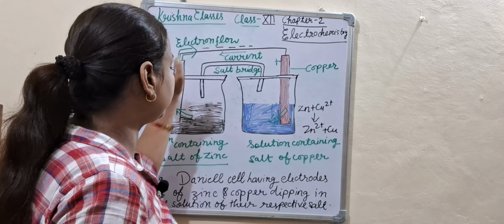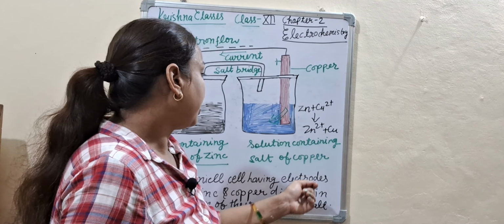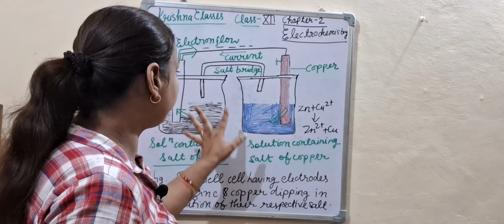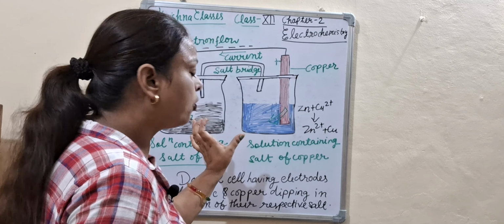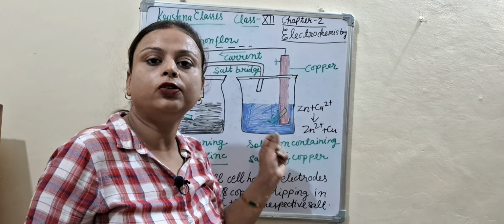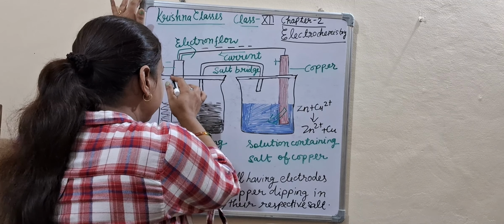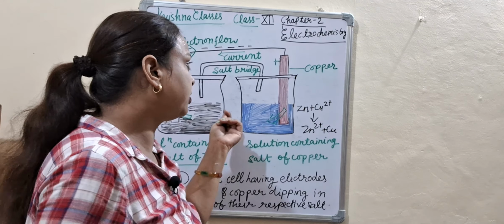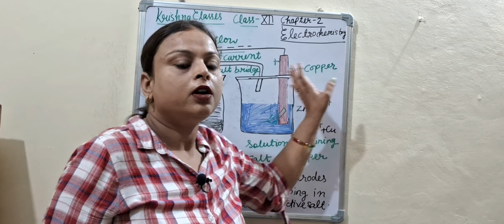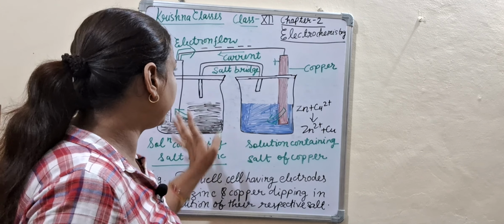Okay, so this is the Daniell cell, with two electrodes and two containers filled with the salts of their respective metals, like zinc dipped into zinc sulfate and copper dipped into copper sulfate. So this is today's class.